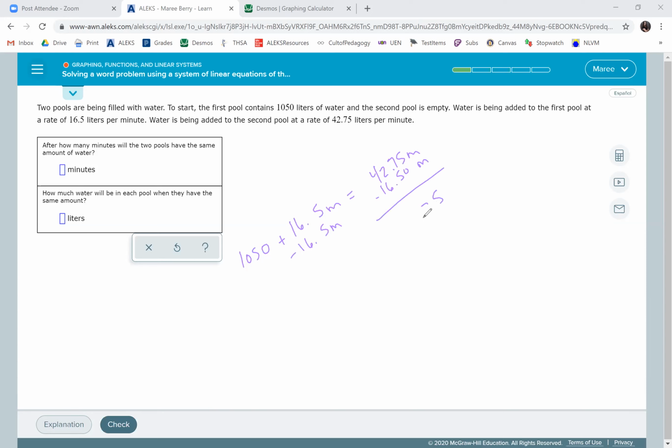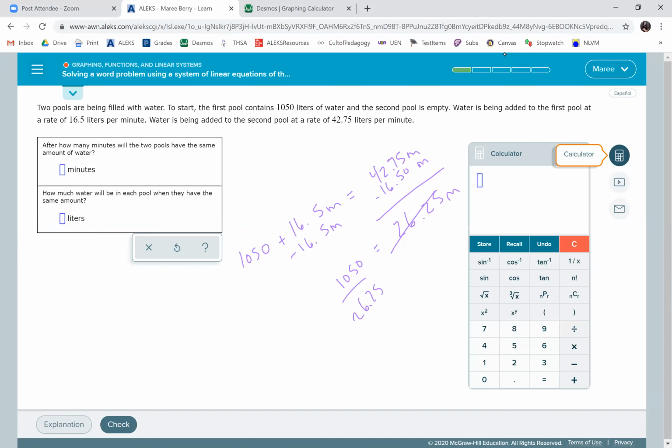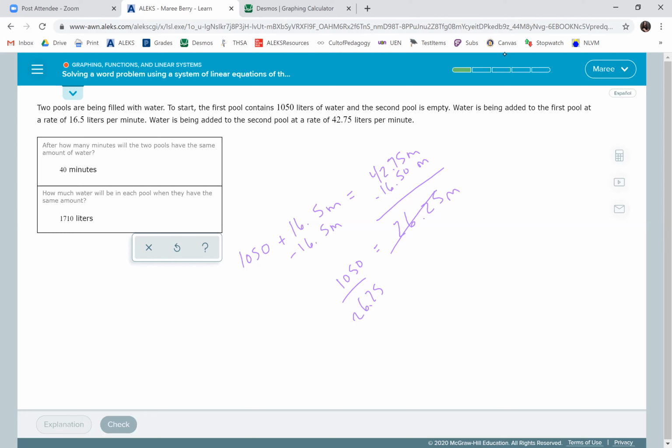And I get 0.25, 6, 1 from 3 is 2. So I just have to divide 1050 by 26.25. And it's going to be 40 minutes till they're the same. So if I just do 40 times 42.75, that's going to give me how much water is there after 40 minutes, and it's 1,710 liters.